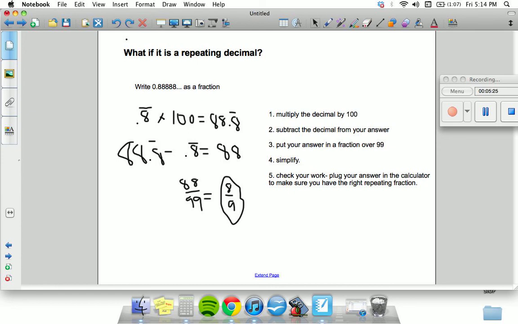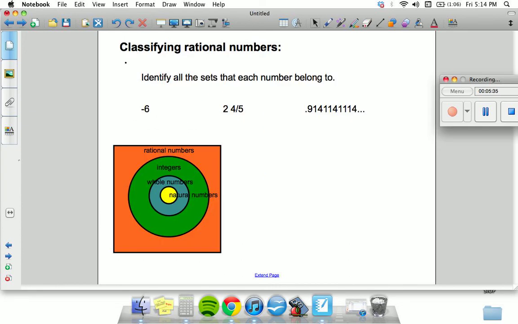So what you can do from this point is to check it in your calculator. I'm going to do that right now. 8 divided by 9 equals 0.88888 repeating. So we know we have the correct answer.